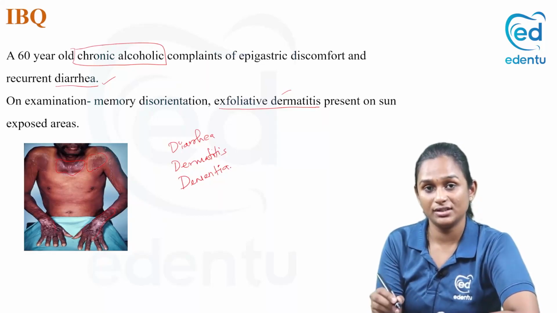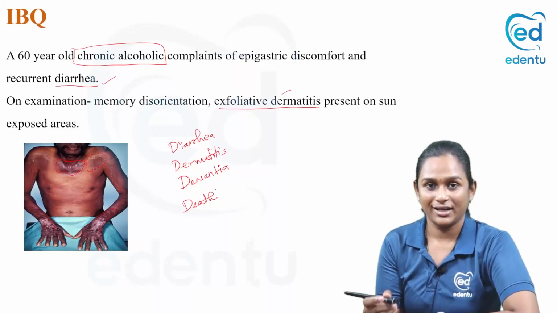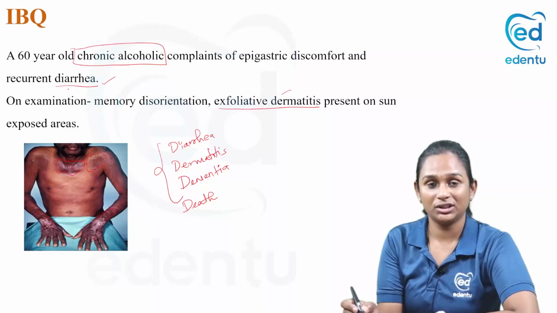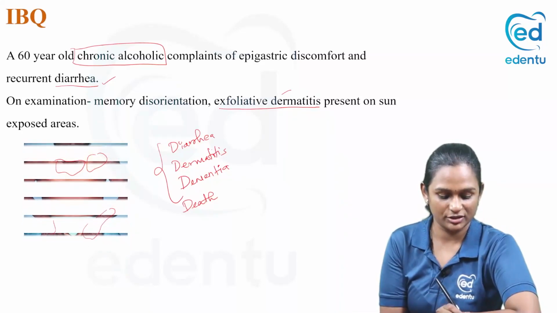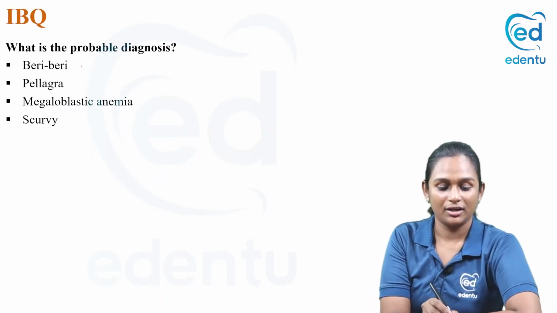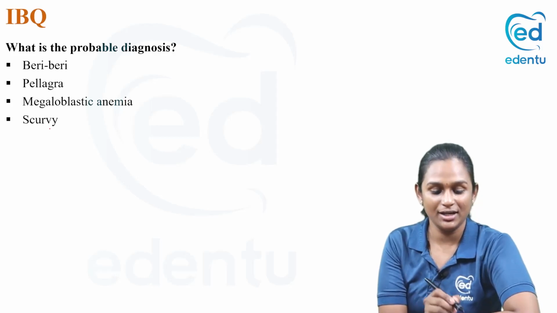Suppose if this is not treated, it will result in death. That is the fourth D of niacin deficiency, which is pellagra. So the patient has all the 3 Ds: diarrhea, exfoliative dermatitis, and memory disorientation. So the question is, what is the probable diagnosis? The options are beriberi, pellagra, megaloblastic anemia, and scurvy.